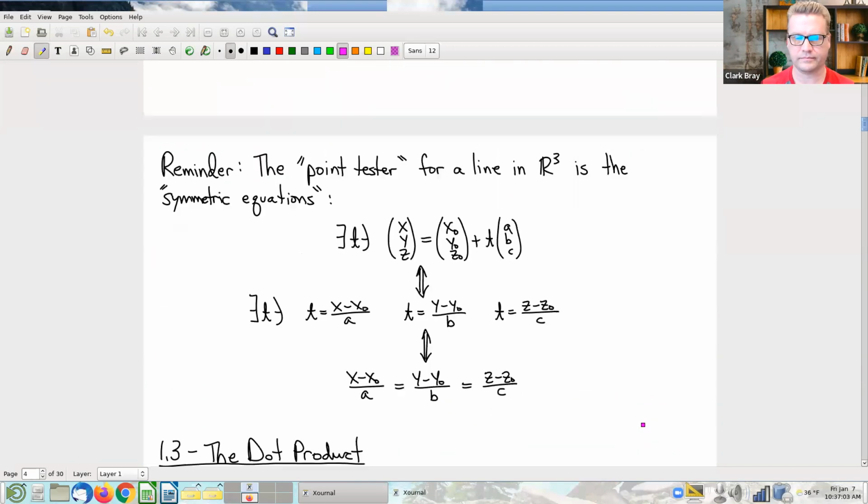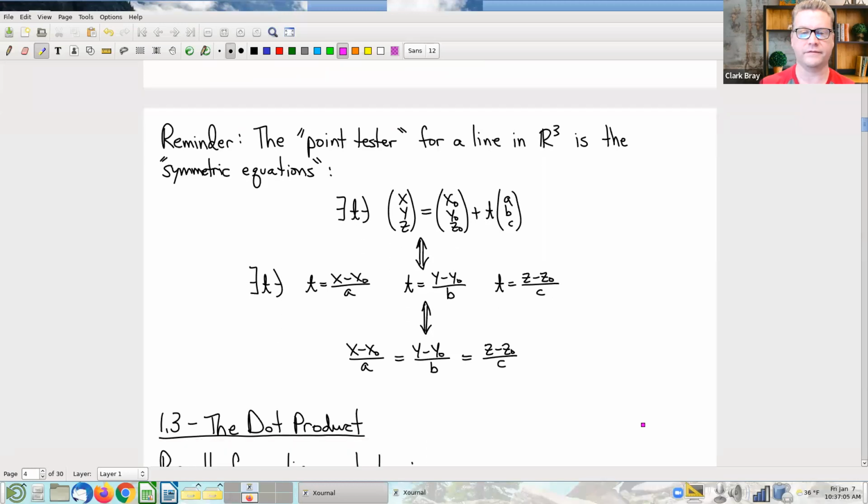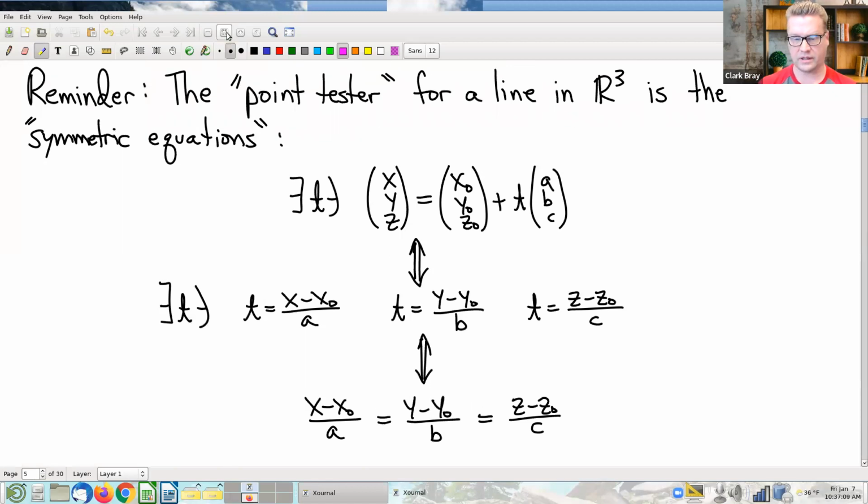All righty. Now, the following, I believe y'all have already seen. So I'm going to go through this quickly, not super quickly, but I'm going to hit all the points. But anyway, I hope this should be review, namely symmetric equations for a line in R3.